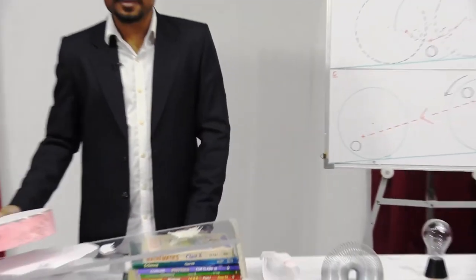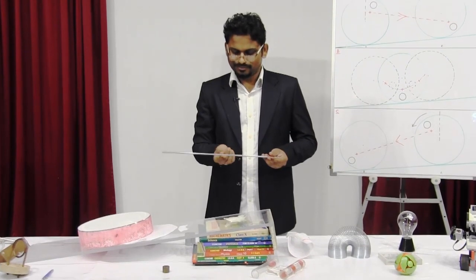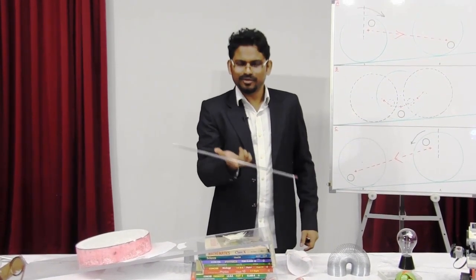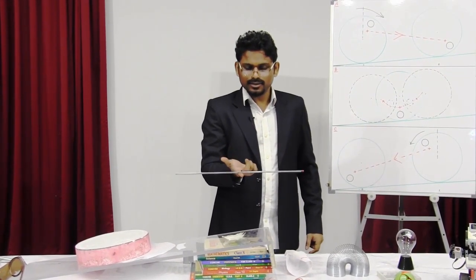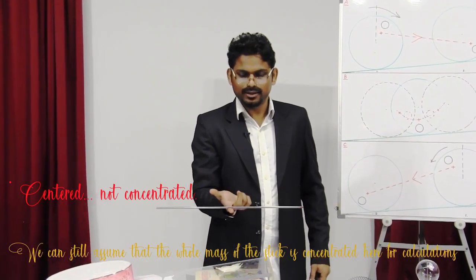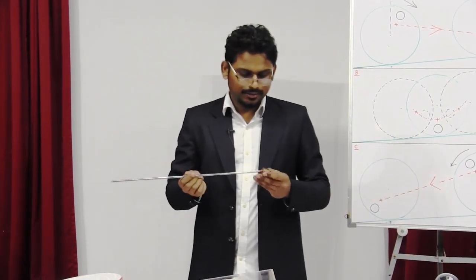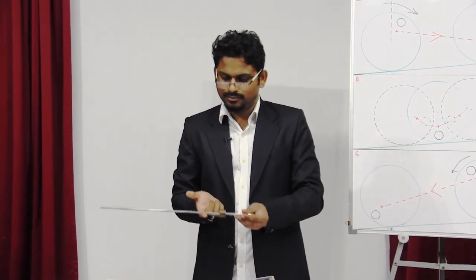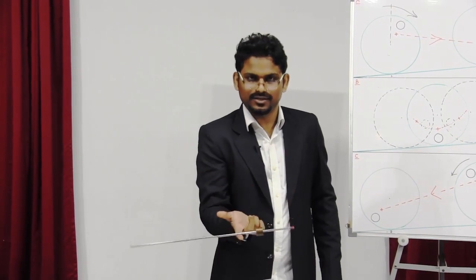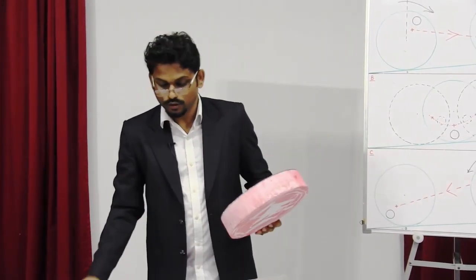To understand the mechanics behind this, let us use the stick. I can balance this on my fingertip at a single point. This is possible because at this point the whole mass of the stick is concentrated. What happens when I add an eccentric mass to the stick? The center of gravity shifts. The same thing happens with the disk when an eccentric mass is added to it.